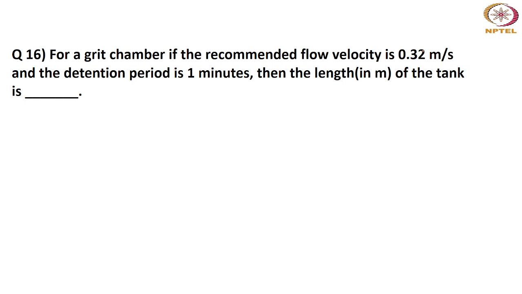For a grit chamber, if the recommended flow velocity is 0.32 meter per second and the detention period is 1 minute, then the length in meters of the tank is, that's what you have to calculate. What is the length of the tank?